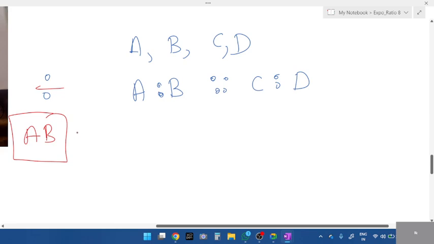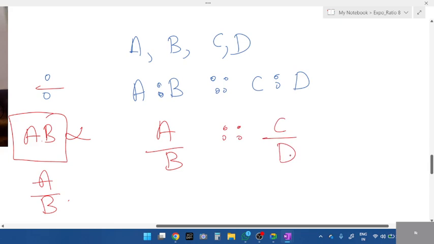Think and answer, Amilda. You're telling A to B, A into B. This is wrong. This is multiplication, right? How do you divide? You have to write A divided by B. Now tell me, A divided by B should be equal to which one? So which is correct? C into D or C divided by D? Which one is right, first or second? You have to write the second one.